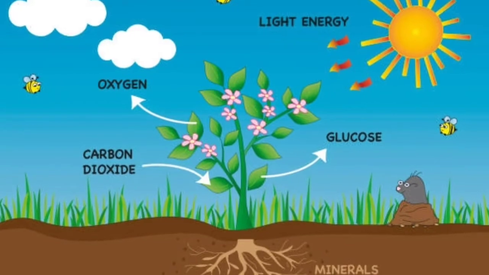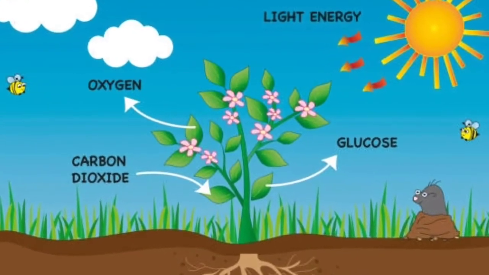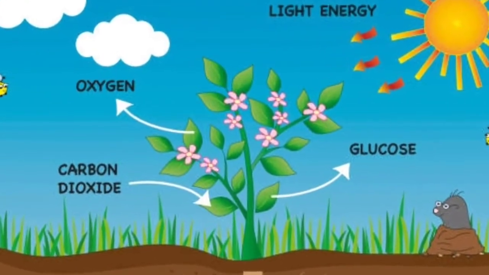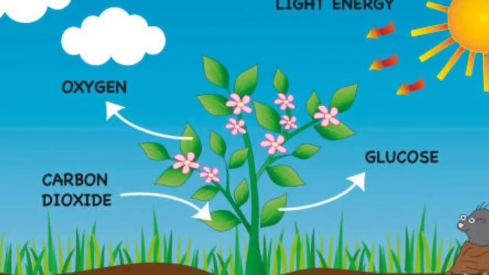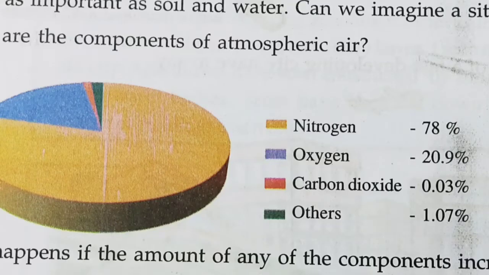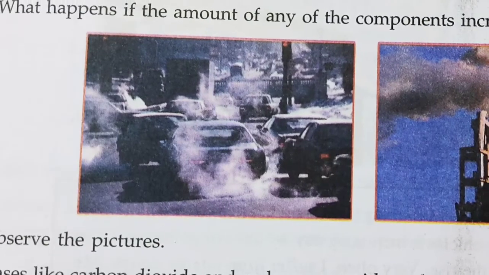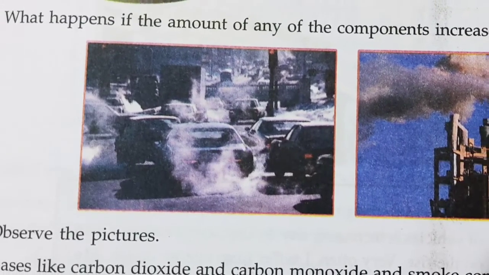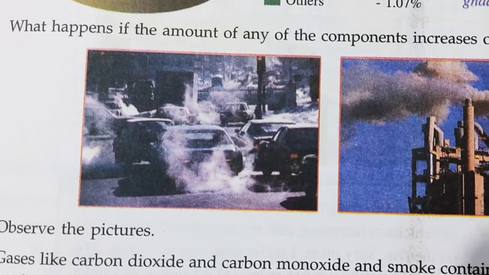Next is air. Air is as important as soil and water. We cannot survive without air. The components of atmospheric air are nitrogen 78%, oxygen 20.9%, carbon dioxide 0.03% and others 1.07%. Air is said to be polluted when there is any change in the normal amount of any of the components of air or when foreign substances mix with air.